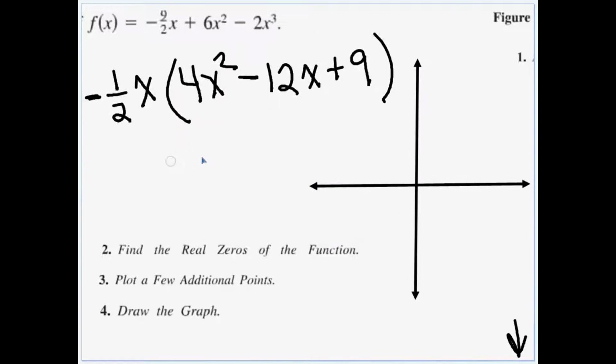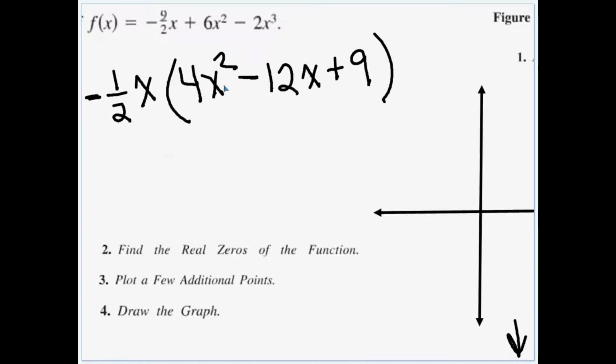Now this, we could spend some time doing the AC method or a little trial and error, but I notice my leading term, 4, is a perfect square, x squared is a perfect square, 9 is a perfect square. We're subtracting in the middle and adding at the end, so both our terms will have minuses and they'll multiply to a positive. My suspicion is this is a perfect square trinomial. So let's see if that would work.